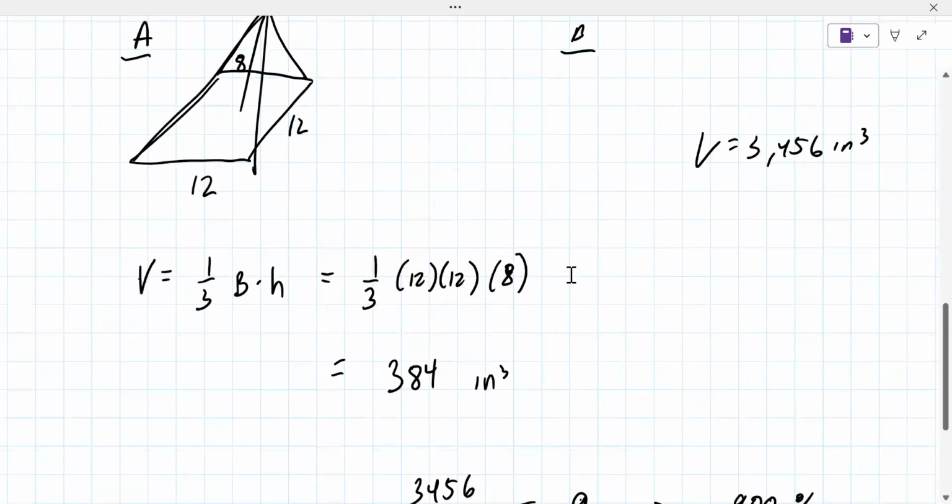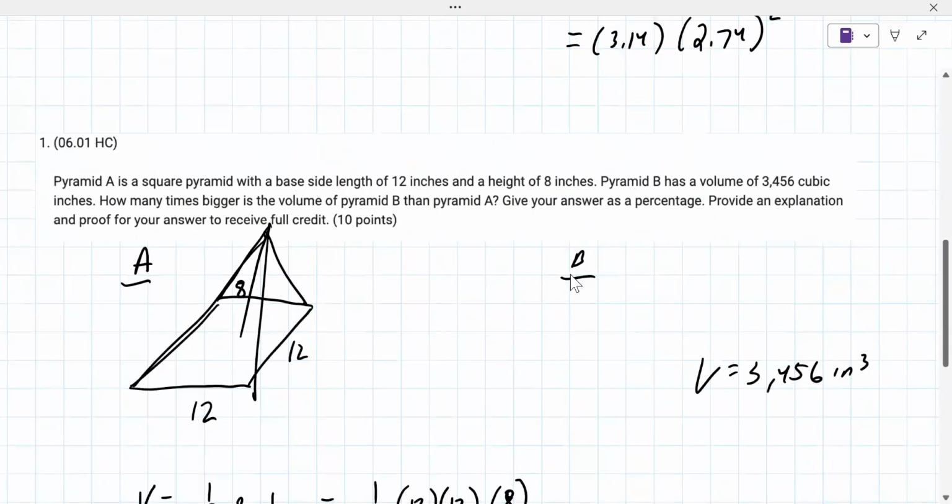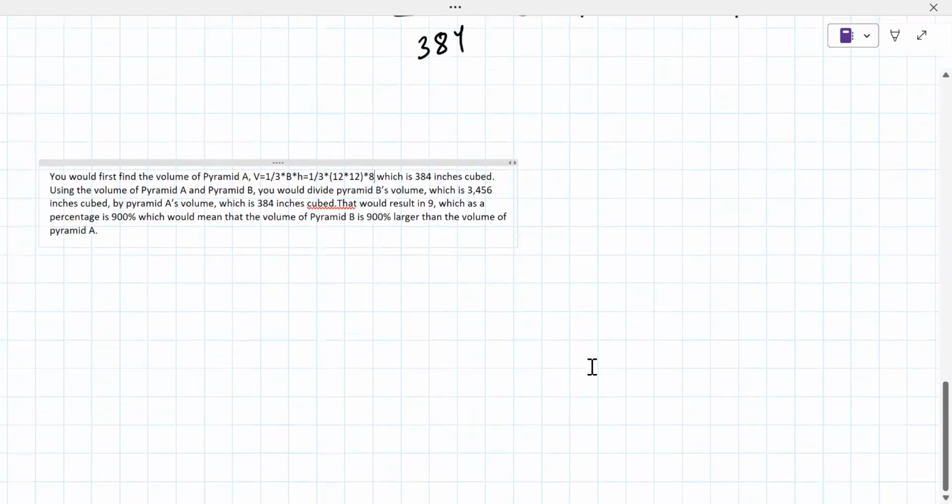Excellent. Okay, so I think that is enough for the next one here. Do you mind scrolling down a little bit? Say that again. Do you mind scrolling down a little bit? Yeah, sorry. All right. Let me.